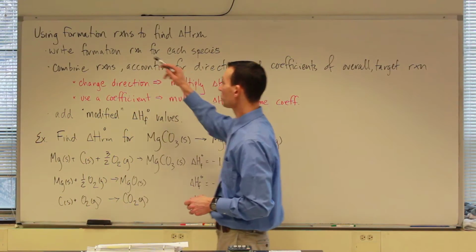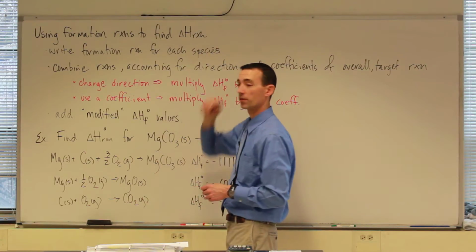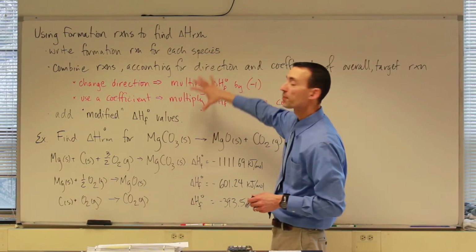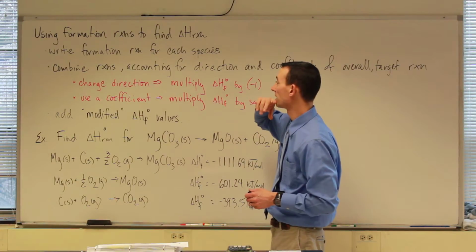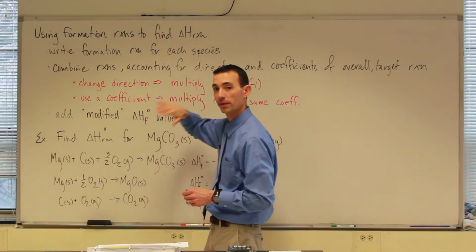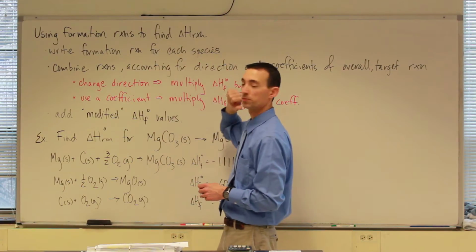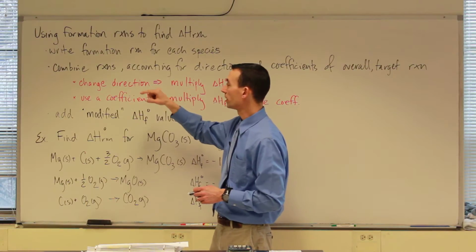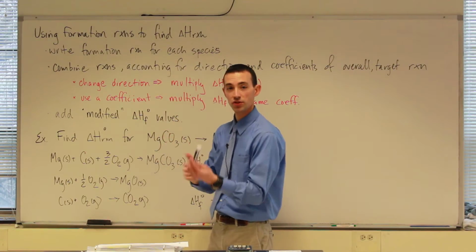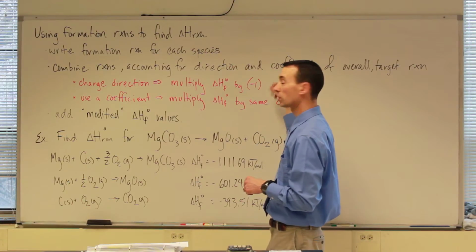So when we go to use formation reactions to find the enthalpy change of some other reactions, here are the 3 steps that I'd recommend you follow. First, you want to write the formation reaction, showing the making of that compound for each species. Next, you would combine the reactions using Hess's law, accounting for their directions and/or coefficients.